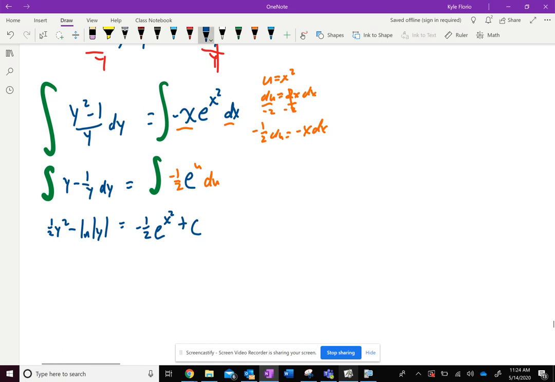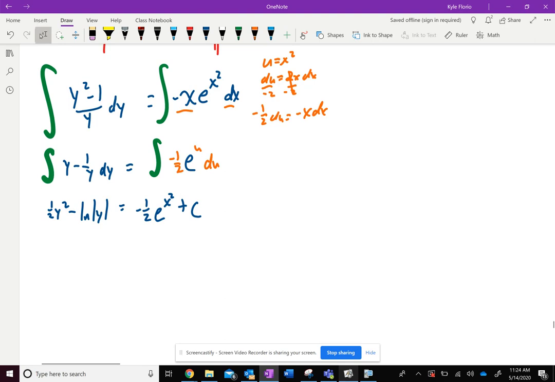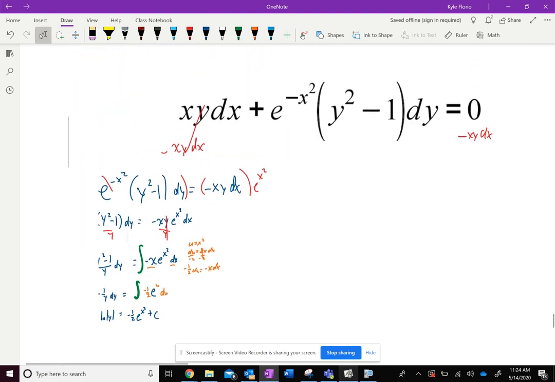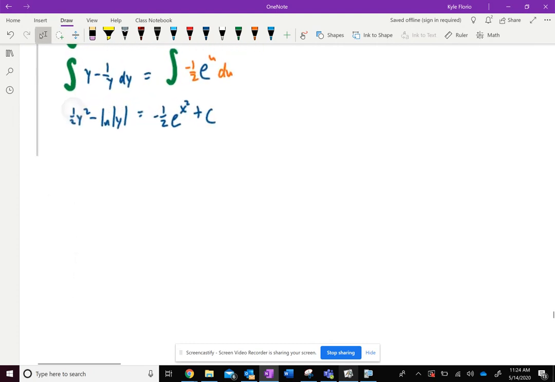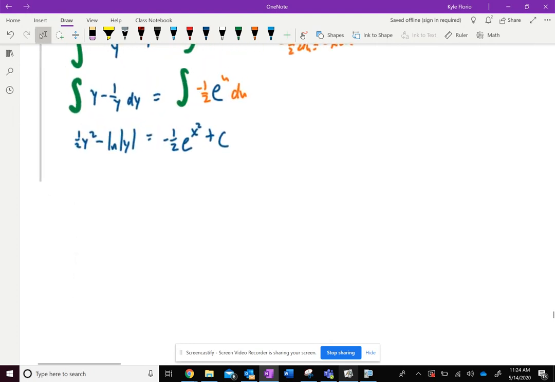It's just not going to happen. And you can give it a try and maybe prove me wrong. What I do know is that it goes through the point, was it 0, 1? So if it goes through 0, 1, I can at least find the c value.